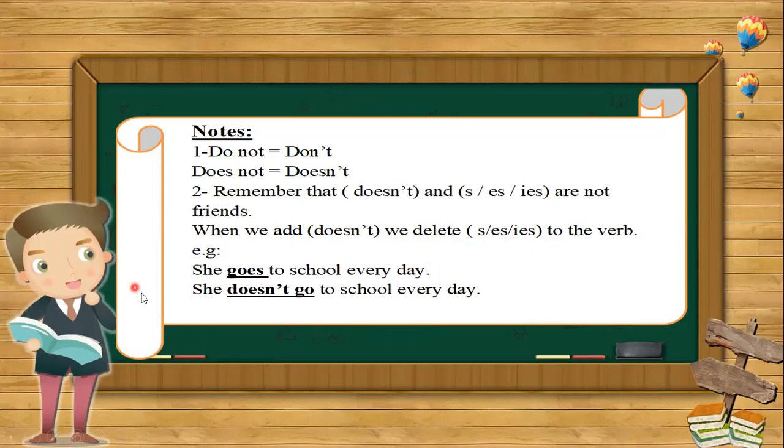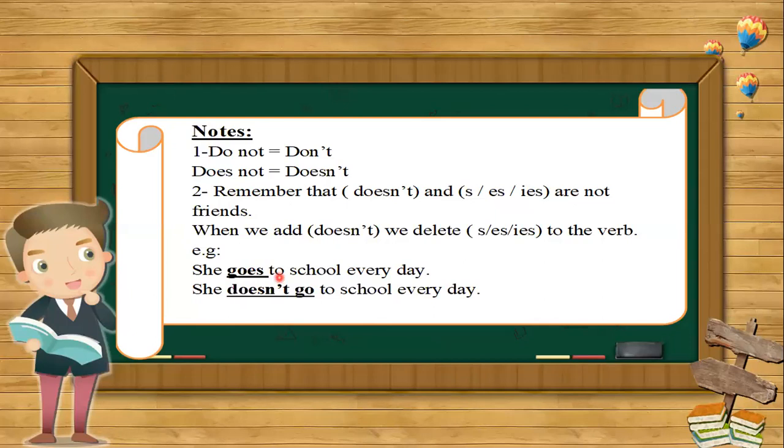Let me show an example here. She goes to school every day. When I make the negative, will she take don't or doesn't? Yes, doesn't. Super. She will take doesn't. So she doesn't, and I cross away the S or the ES.